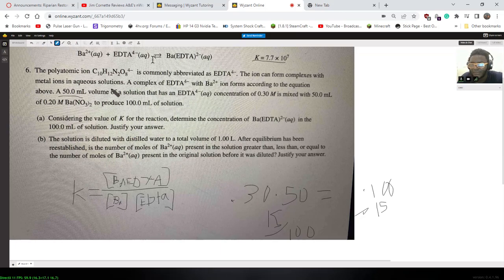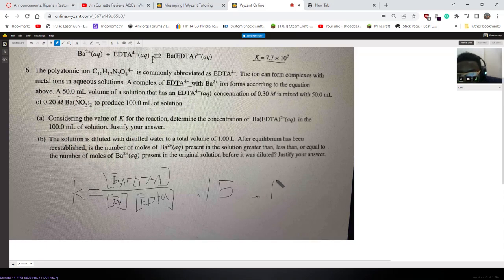You're doubling the volume, so you're halving the concentration. If you remember, molarity is equal to moles over volume, so since you double the volume, you halve the concentration. So that gives us 0.5 molar EDTA, and then that gives us 0.1 molar barium. Right?